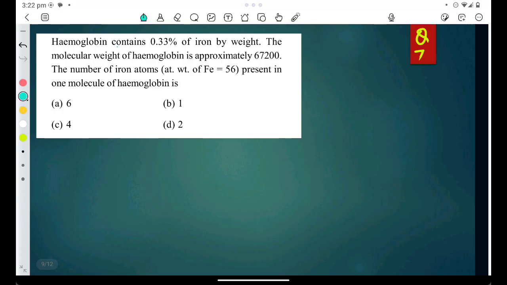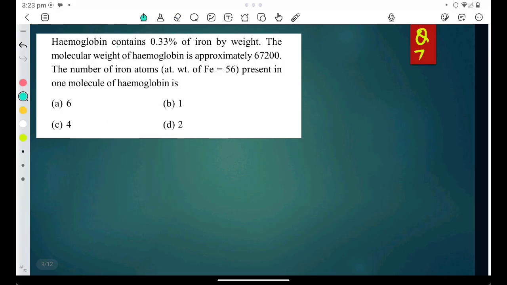Question says hemoglobin contains this much iron by weight. The molecular weight of hemoglobin is approximately this much. The atomic weight of iron is given. We need the number of iron atoms present in one molecule of hemoglobin. This is quite a tricky question, so we need to be careful while solving this.